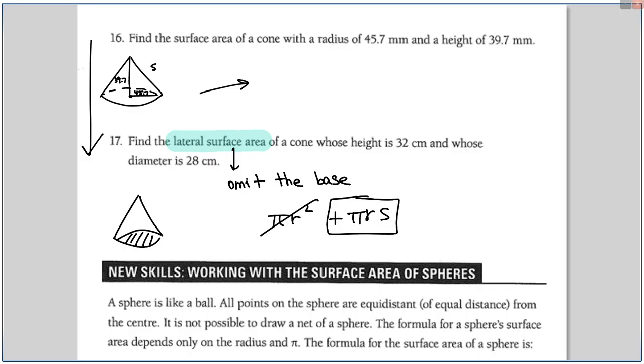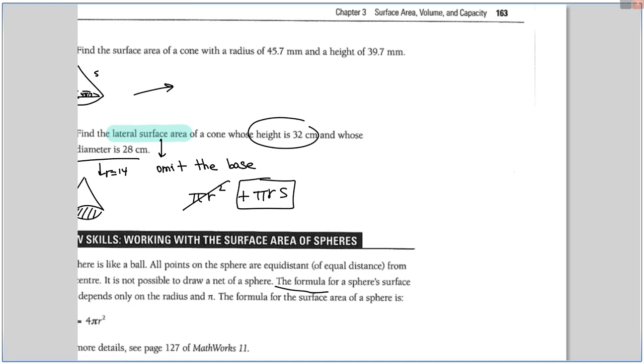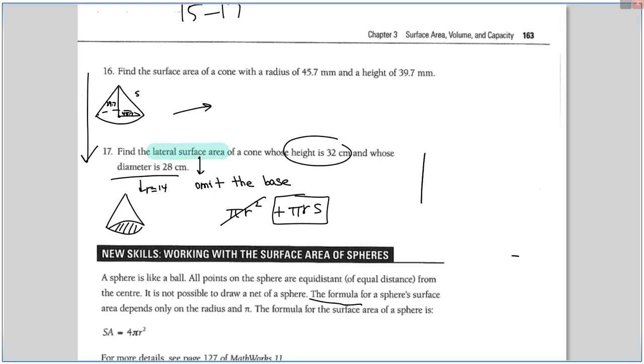Okay? You would have to adjust the diameter, make the diameter 14 radius. They give you the height 32, so you would have to solve for s using Pythagorean theorem. So you'd have a height 32 and radius 14. You'd have to solve for the slant using Pythagoras. Once you get the slant, put it right there, and you're good to go.